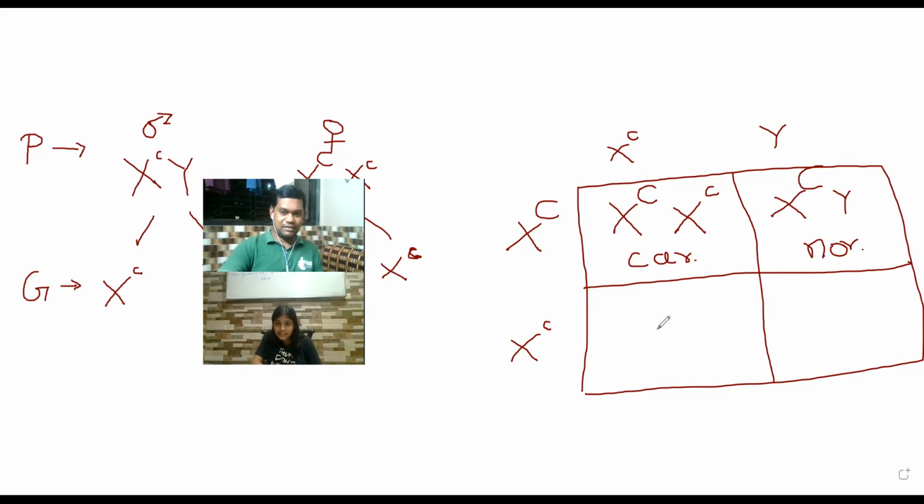This one, X with a small c, X with a small c: colorblind woman. Getting it? And this one is X with a small c and Y: colorblind man. अभी समझ रहे हैं?